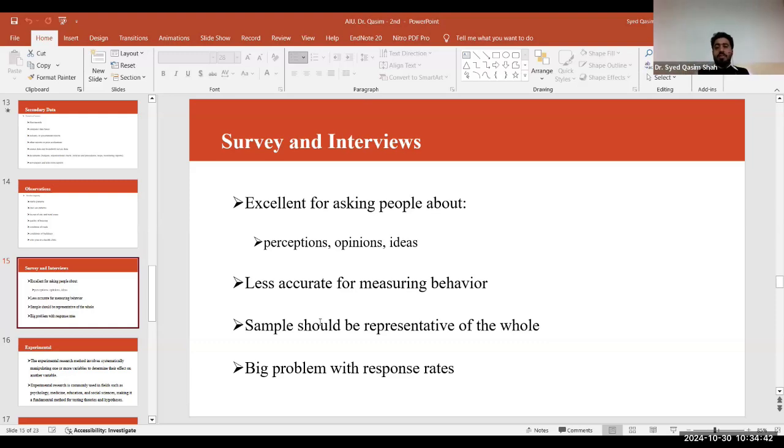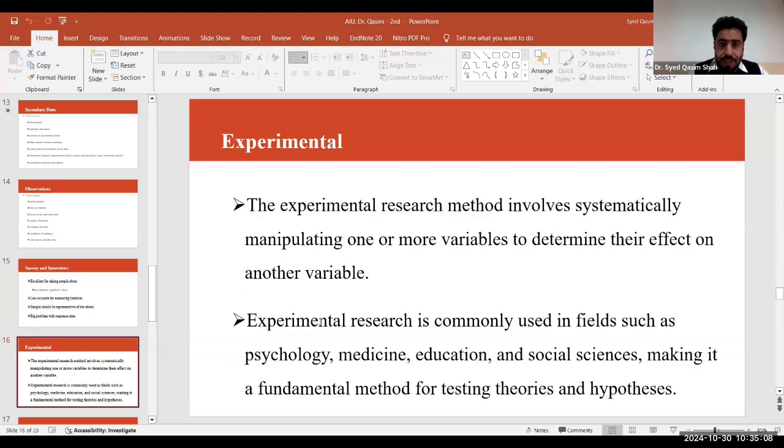One of the issues with surveys and interviews is the problem with response rate. In interviews, no one agrees to give you time, or sometimes you send a survey to different people, let's say 300 people, and only a few of them respond. They are not interested in what you are asking or researching. So these are the different issues in surveys and interviews in terms of primary research.